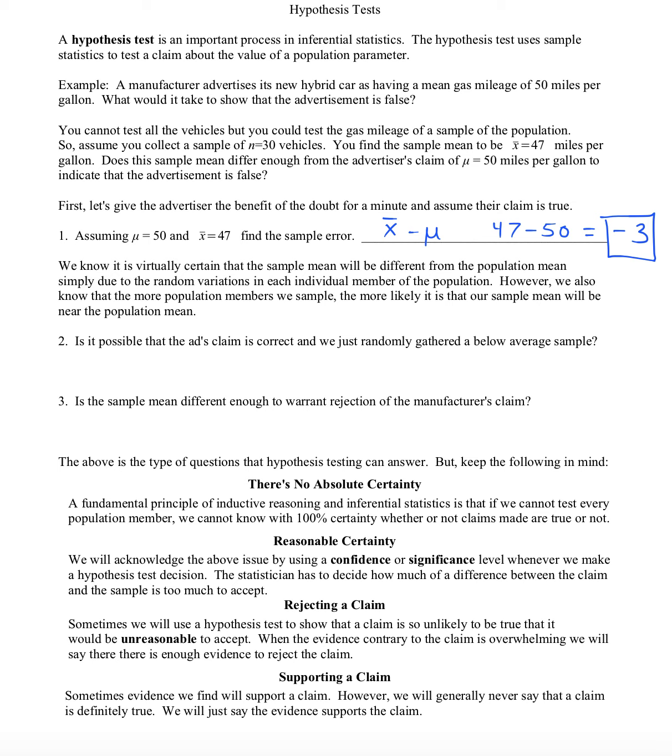Now we already know from our past that it's virtually certain the sample mean will be different from the population mean, simply due to random variations in each individual member of the population. However, we also know that the more population members we sample, the more likely it is that our sample mean will be near the population mean. That's the law of large numbers.